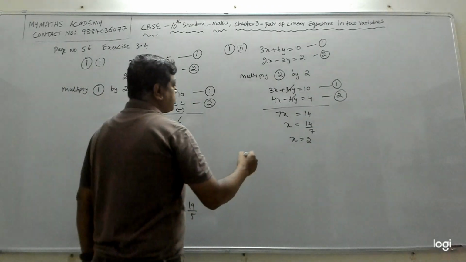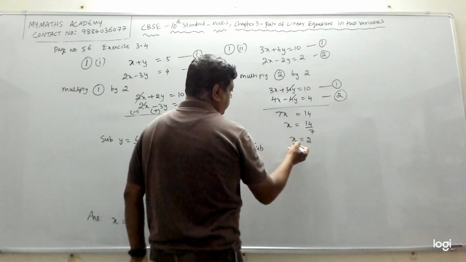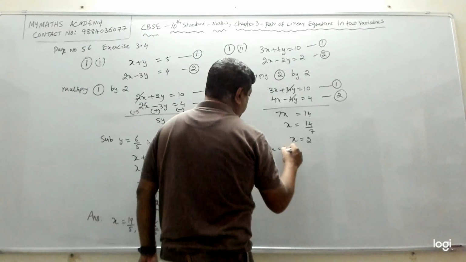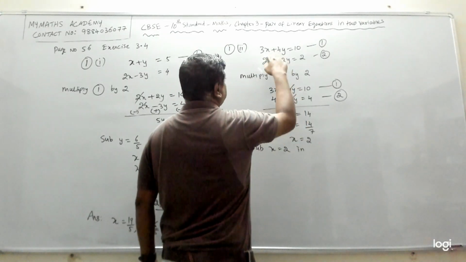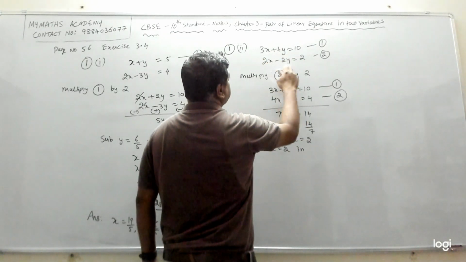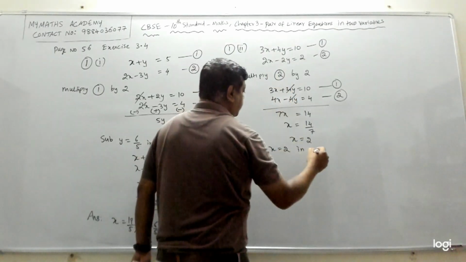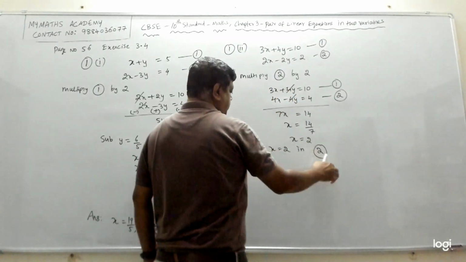Now we need to substitute. We need to find y. We have found x. Substitute x is equal to 2 in any one of the equations we can put. So which is easy? This is an easy equation. So we'll put it in this, equation 2.